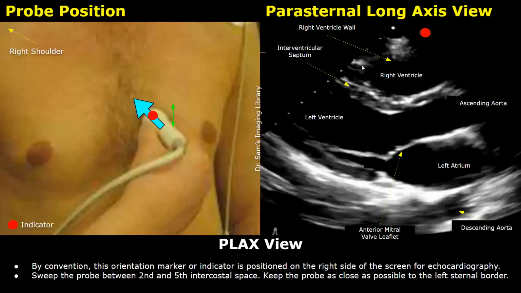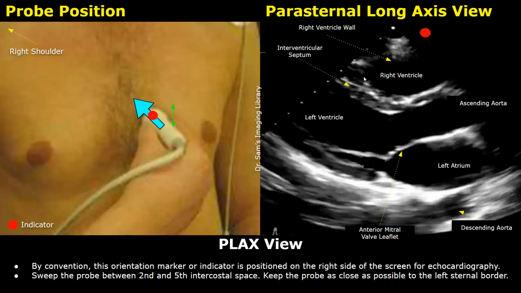This is the parasternal long axis view of the heart. Starting from the top of the image, this anechoic chamber is the right ventricle. The right ventricle is the anterior-most chamber, which is why we see it first. After the right ventricle, we will find this thick echogenic wall. This is the interventricular septum, which is present between the right and left ventricles.